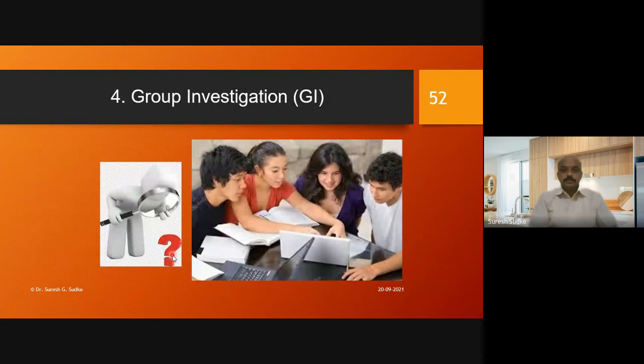Then the fourth cooperative learning skill, or cooperative learning method, is group investigation.